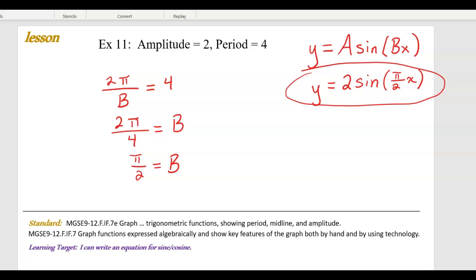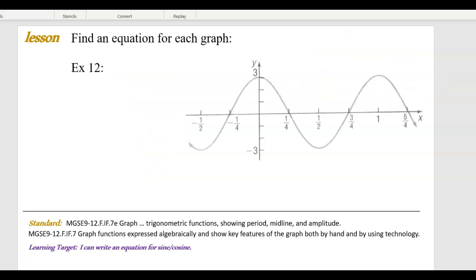A could be 2 or negative 2. Either way, the absolute value would be 2. All right, so if you're given the amplitude and given the period, you can build an equation for the trig function, sine or cosine. So now we get to the more interesting problems.